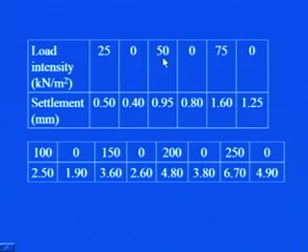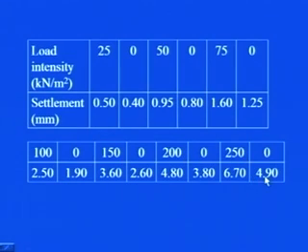Then again in the second step, for 50 kilonewton per meter square, the corresponding settlement is 0.95 millimeter, and in the second unloading cycle the settlement is 0.8 mm. Likewise, for 100 kilonewton per meter square load intensity, the settlement observed was 2.5 millimeter, and when it was unloaded from 100 to 0, the corresponding settlement obtained was 1.9. Likewise, it has been given for 150, 200 and 250 kilonewton per meter square, and the corresponding settlements are given.